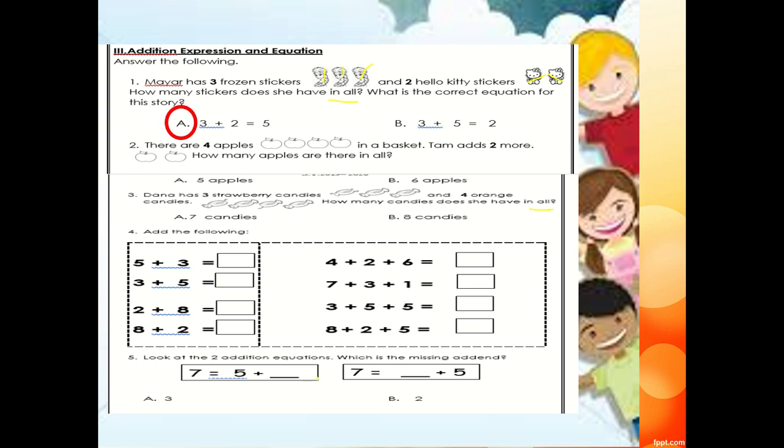Look at the 2 addition equations. Which is the missing addend? We have the first equation, 7 equals 5 plus, what is the missing addend here? And another equation is 7 equals the missing addend plus 5. So what do you think is the missing addend? Is it letter A, 3, or B, 2? Okay, are you done, KG? Very good.